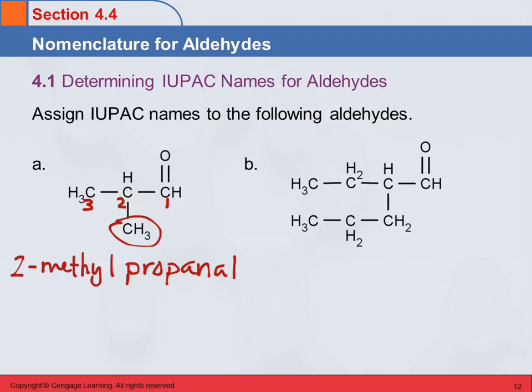Let's look at this one. This one's a little bigger. What's the parent chain? I get 1, where's my pointer? 1, 2, 3, 4, 5. Or 1, 2, 3, 4. But 5 is longer, right? So 1, 2, 3, 4, 5. So our longest chain is pentane. Pentane becomes pentanal.